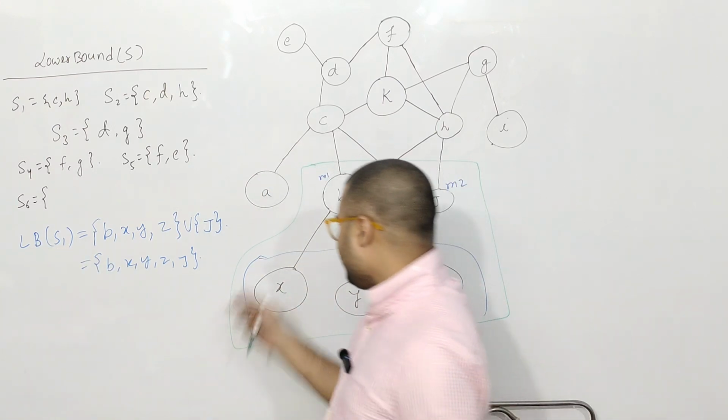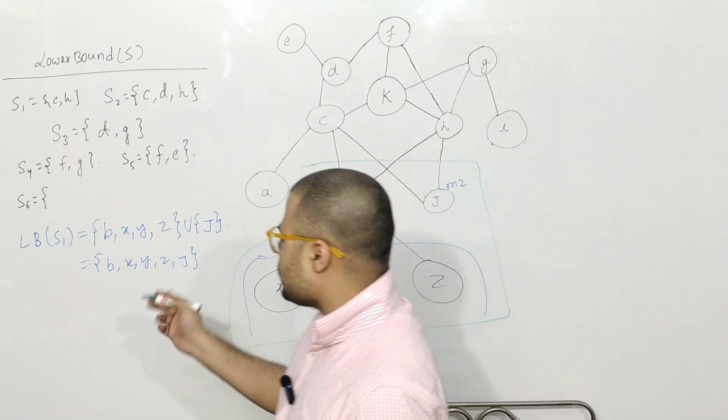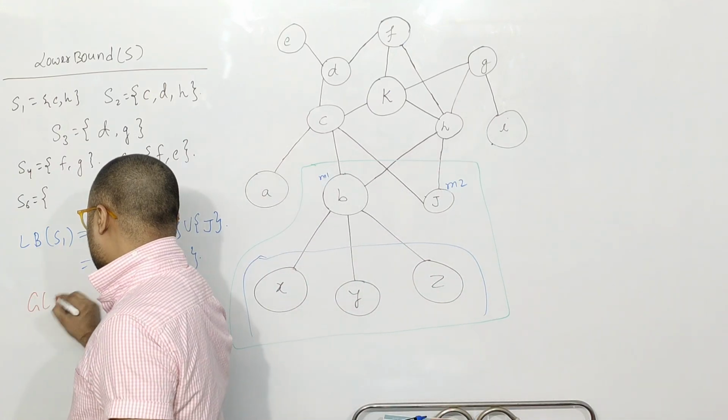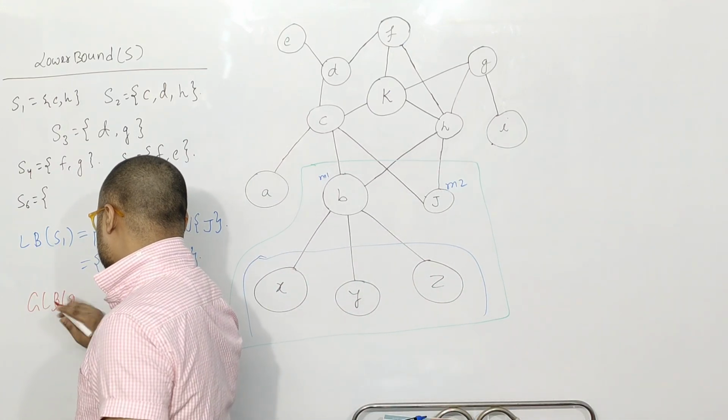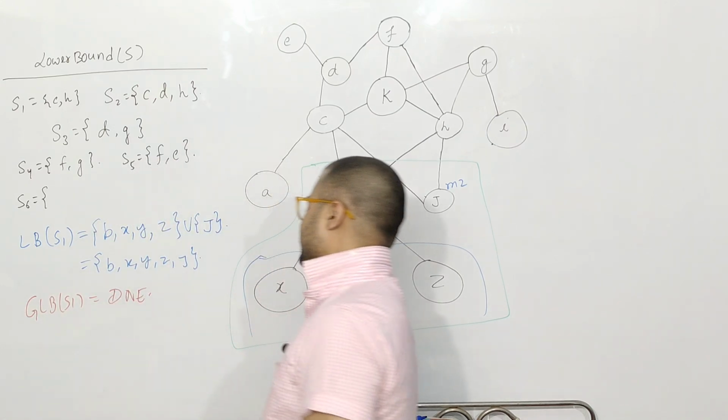Okay, so there is no greatest lower bound. Greatest lower bound of S1 does not exist.